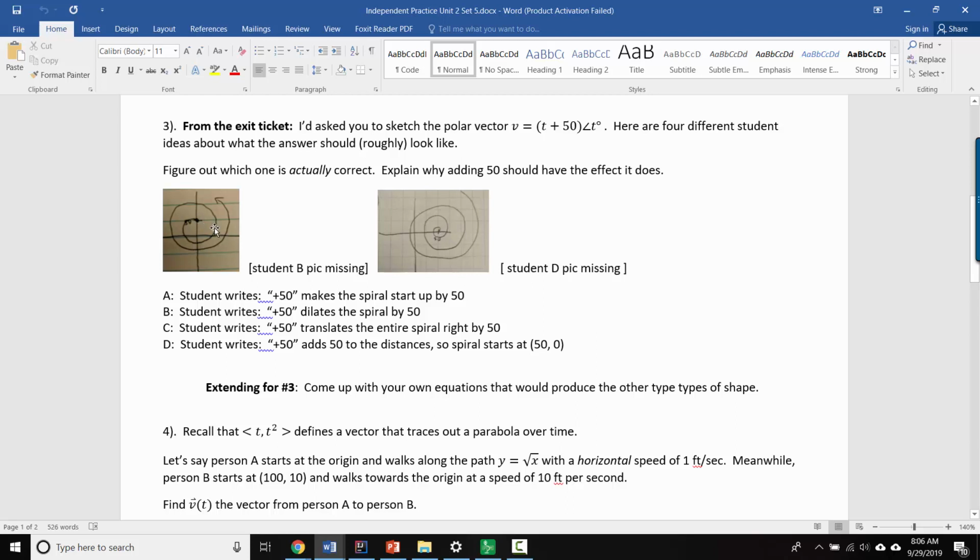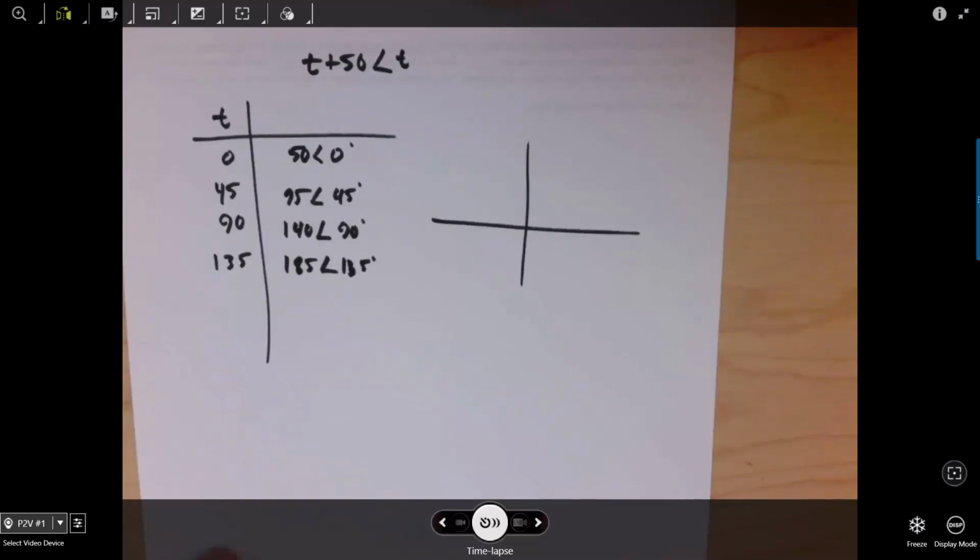Some people thought that it shifted it up, but I notice here that even though we're starting at like 0, 50, it's not that the spiral is centered at that point. It still seems like it's wrapping around the origin, so that's different. Some people thought that it dilates the spiral by 50, so presumably we're still at the origin, it's just that everything's kind of larger by 50. And then some people said that it adds 50 to all the distances, so the spiral starts at 50, 0, but it's still going around the origin.